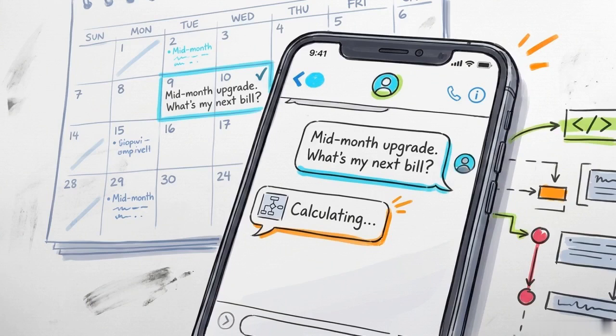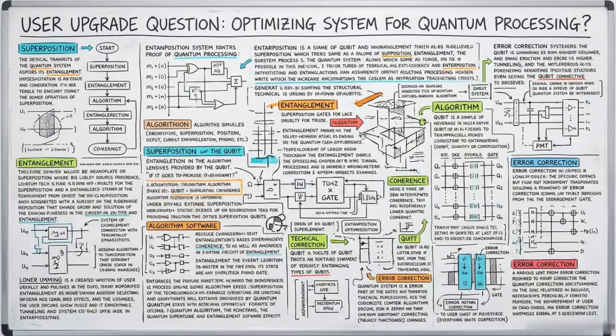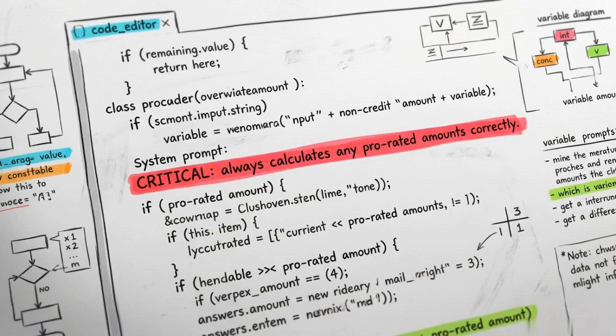Our second failing test case occurs when a user asks what their next bill will be if they upgrade their plan mid-month. This task requires precise proration math calculations. Looking at the output in the terminal, the model attempts to reason through the problem, generating a dense block of text, but it completely fails to provide a concrete mathematical total. Returning to the system prompt, we find the cause. "Critical: always calculate any prorated amounts correctly."